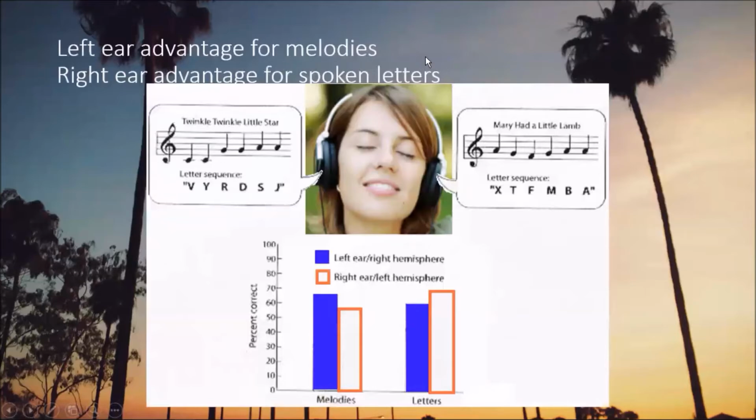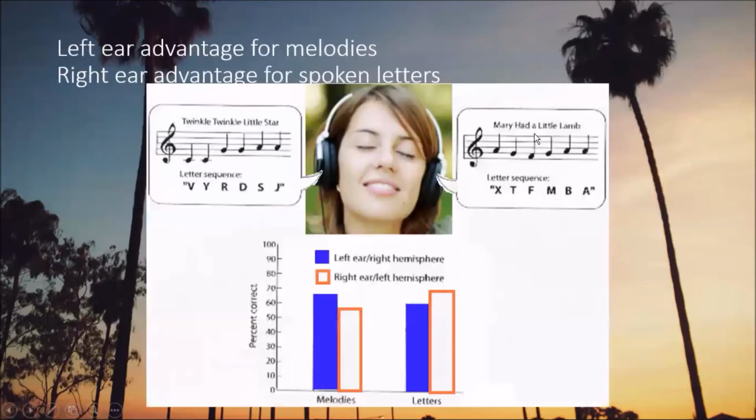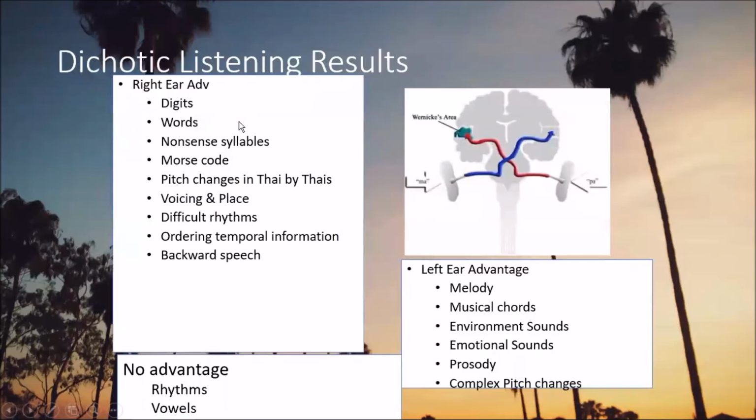And when you do the various tests, you find out the left ear, which is the right hemisphere, is good for melodies, configural information. The left hemisphere, right ear, is good with spoken letters and words and other things. This is configural information versus categorical information, and you can see that when they do this. The left hemisphere has all this advantage of very categorical information, even backward speech. The left ear deals with configural information.